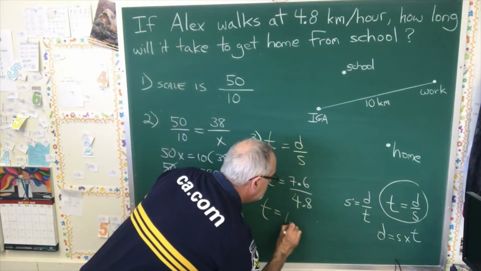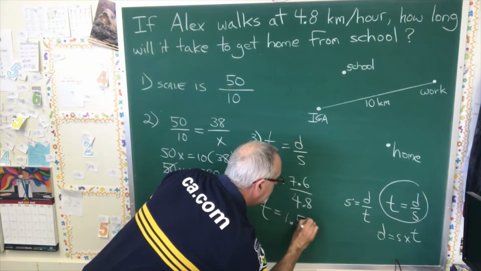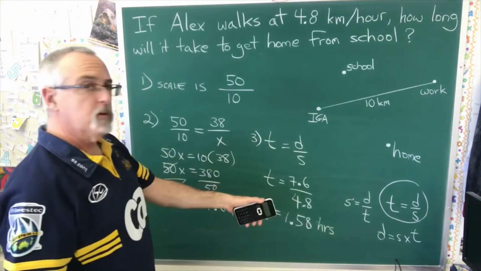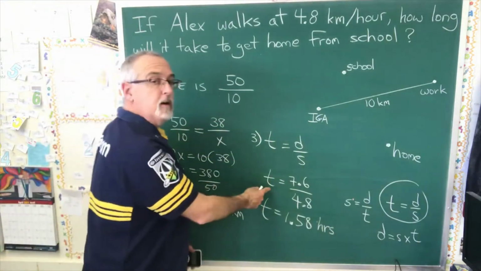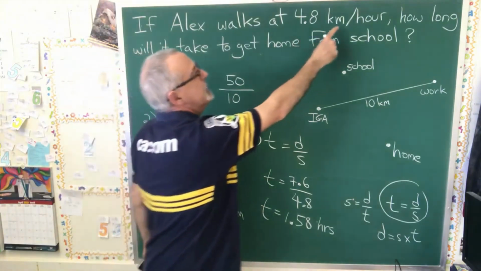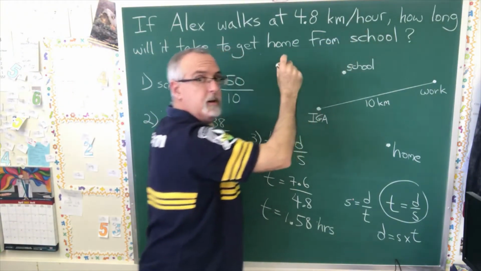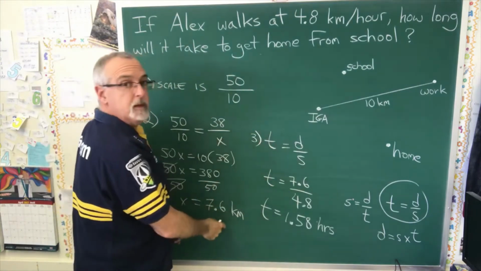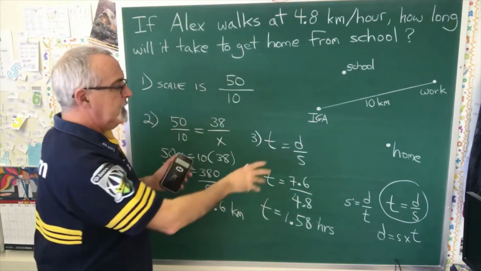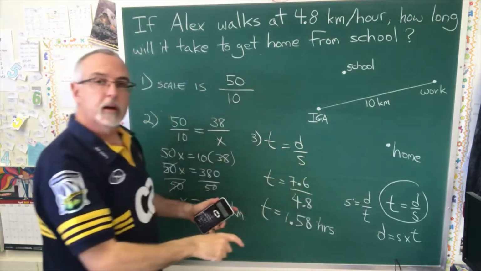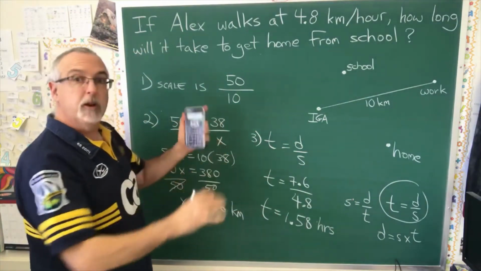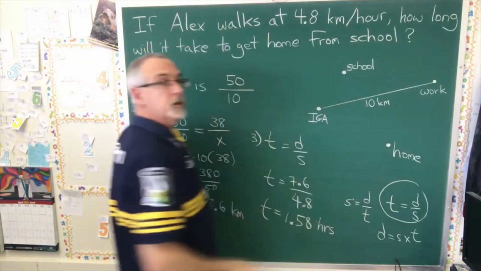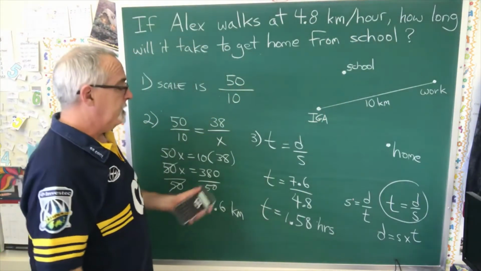It's going to be 1.58 hours. How do I know it's hours? Because it's a time, and because the speed was given in kilometers per hour. That means that this distance had to be in kilometers, but it was. When you become familiar with these formulas and how they work, it starts to be really easy to figure things out, and these units of measure that are given in questions are a clue that help you figure it out.